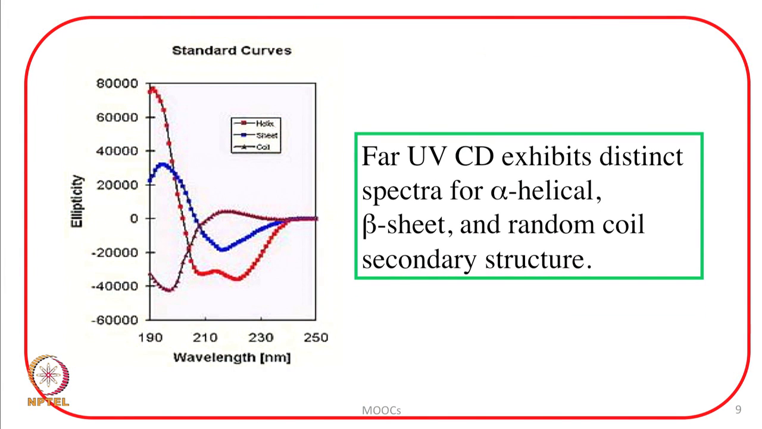Now, these are the far UV CD characteristics for alpha helix. The red one, you see two bands, two negative bands. This kind of spectra is characteristic of alpha helix. Beta sheet is showing one negative band and one positive band here, and the random coil is showing a negative band. The numbers were given in the table that I showed in the previous slide. Now, let us take a look at the next slide.